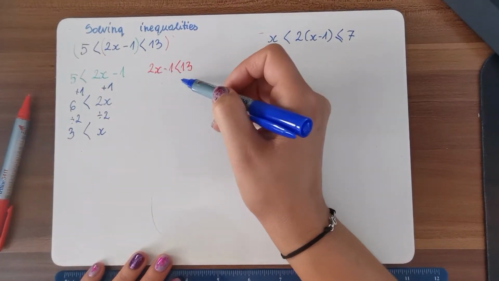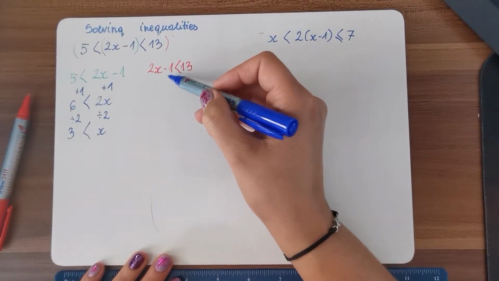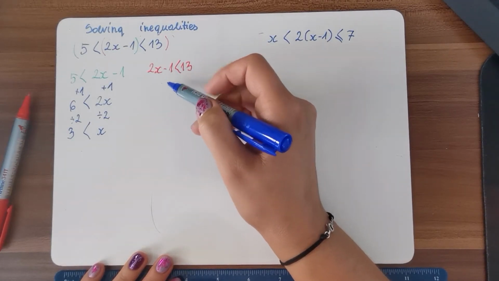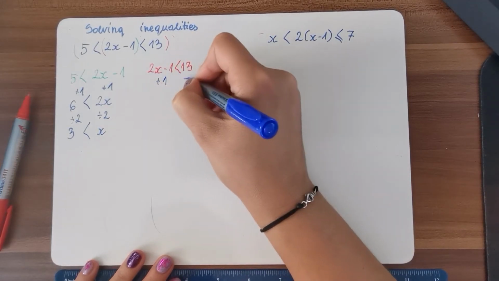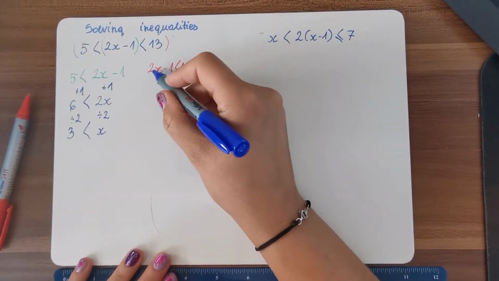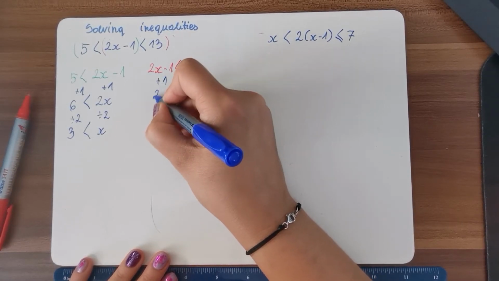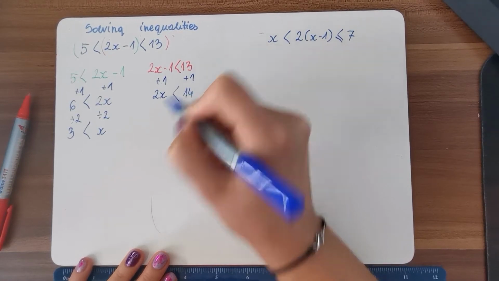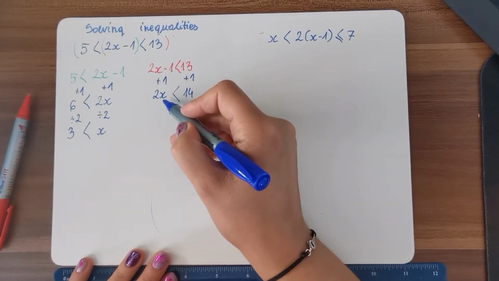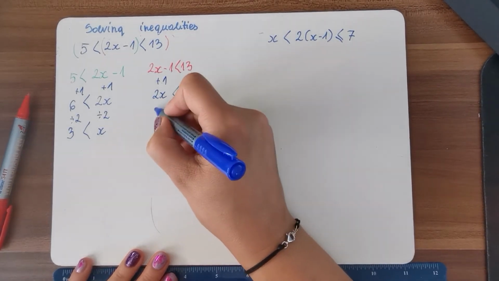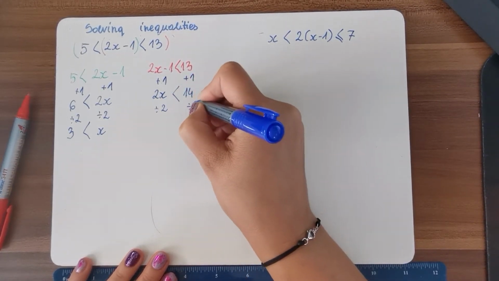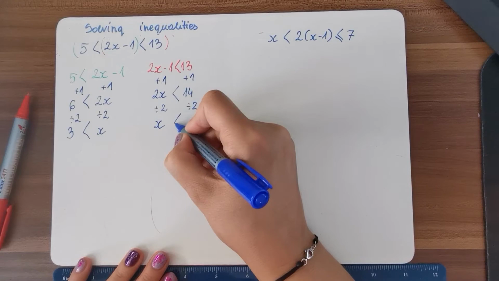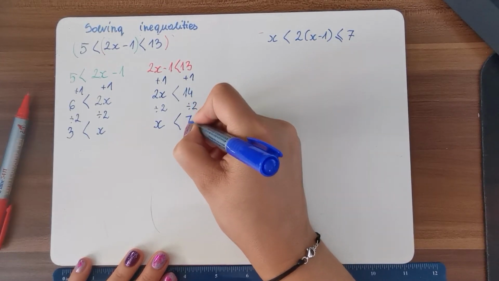The second inequality, we are starting exactly the same, so we need to move this number to the right-hand side of the inequality. So just to cancel it out here, we will add 1 to both sides of the inequality. We will get 2x minus 1 plus 1 is equal to 2x, must be smaller than 13 plus 1, 14. The second step, again, just like in this example, we need to divide both sides by 2. So we'll get 2x divided by 2 is equal to x, must be smaller than 14 divided by 2, 7.